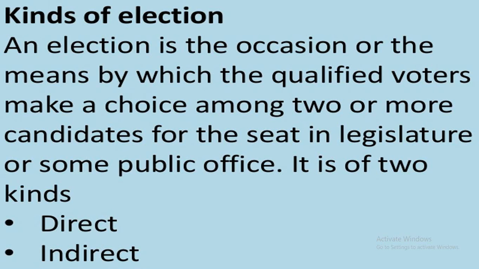An election is the occasion or the means by which qualified voters make a choice among two or more candidates. So this is how we select or elect the candidates for a seat in the legislature or any other public office. In this we see two kinds of election: one is direct election, the other is indirect election.